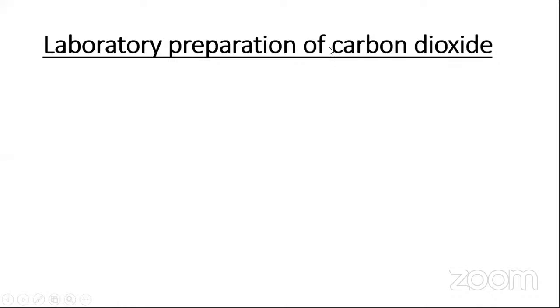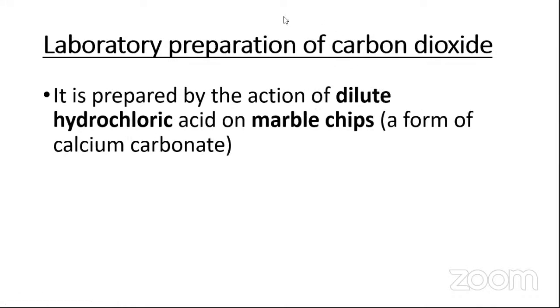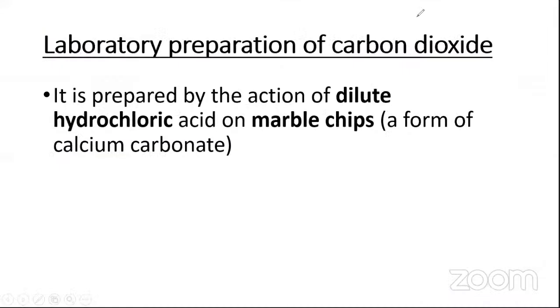Let's look at laboratory preparation of carbon dioxide. What we see on the board are very important words. So we are saying that carbon dioxide can be prepared by action of dilute hydrochloric acid on marble chips, and marble chips are a form of calcium carbonate. So we can as well substitute the word marble chips with calcium carbonate.